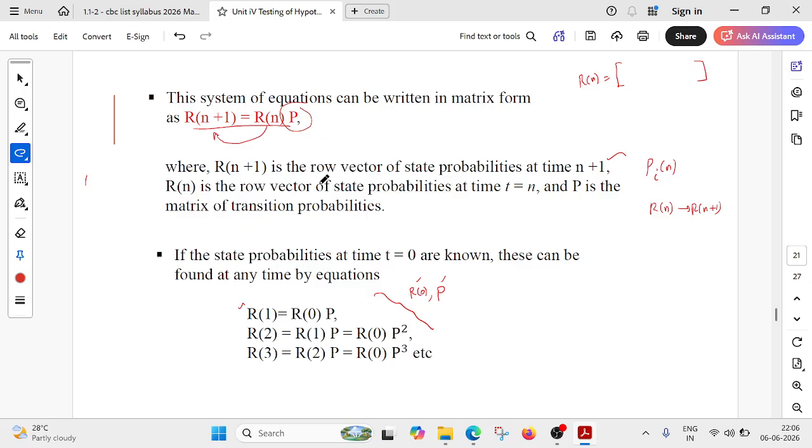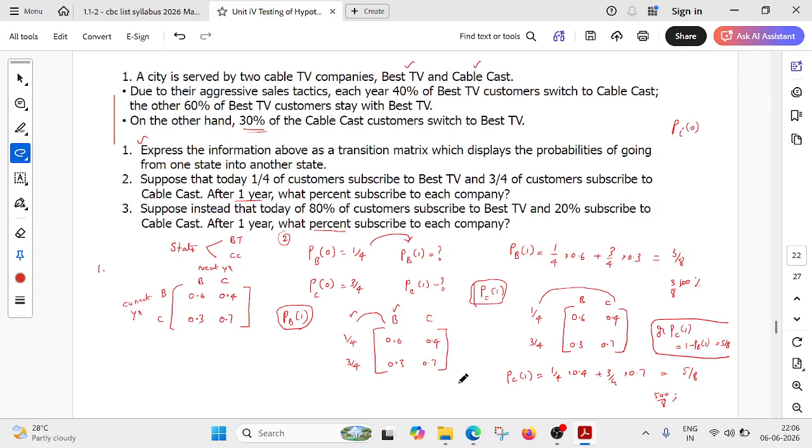Here r(n+1) is the row vector of the state probabilities at time n+1, r(n) is the row vector of the state probabilities at time n, and P is called the matrix of transition probabilities. The state probabilities at t equals 0 are known. These can be found by using this formula. From r(0), you will get r(1). For n equals 0 you will get this, for n equals 1 you will get this, for n equals 2 you will get that. So this is the n-step transition probability matrix.